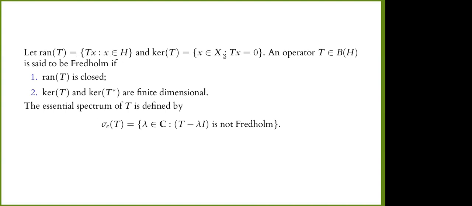If we consider the range of T and the kernel of T, denoted by these symbols, then we say a bounded operator T on H is Fredholm if the range of T is closed and the kernel of T and the kernel of its adjoint of T are finite dimensional. And the essential spectrum of T is then defined to be the collection of all those scalars lambda in C such that T minus lambda I is not Fredholm.